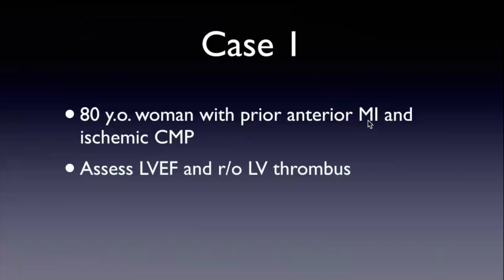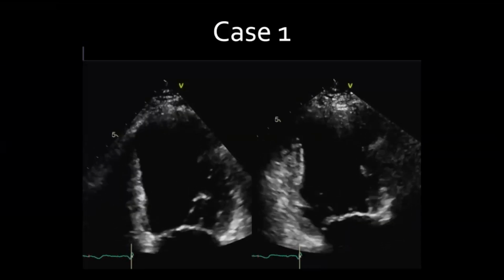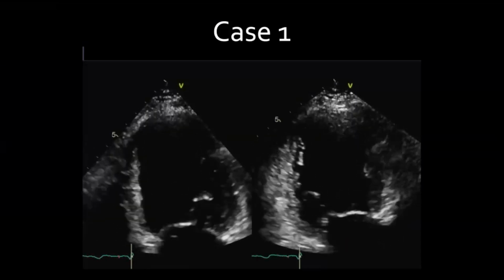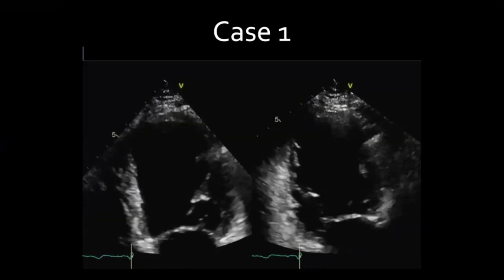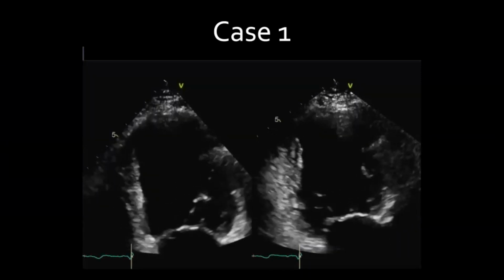The first case is an 80-year-old woman who has a history of a prior anterior myocardial infarction and ischemic cardiomyopathy, and it's a standard study to assess LV systolic function, LVEF, and rule out LV thrombus. It's a pretty short case, just to get us warmed up. So it's a little dark. Could somebody put the lights on in the front? I'm not sure we need it that dark, but that's okay.